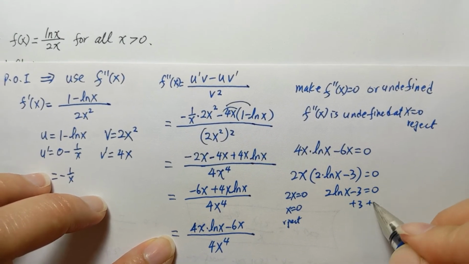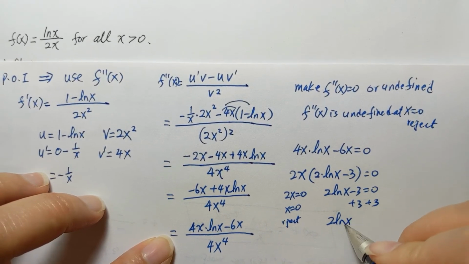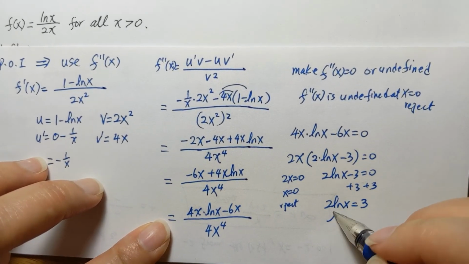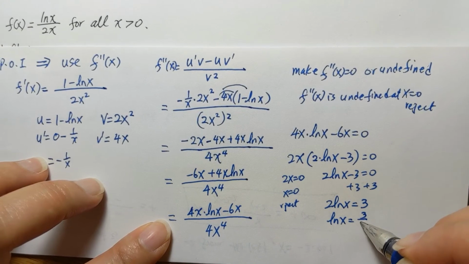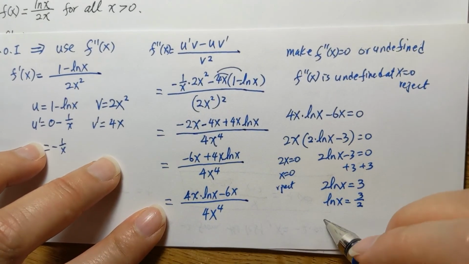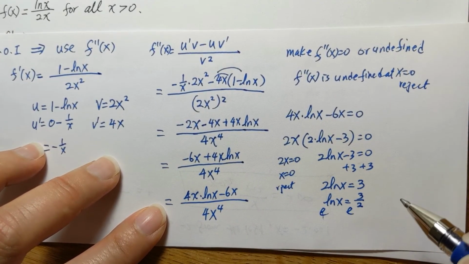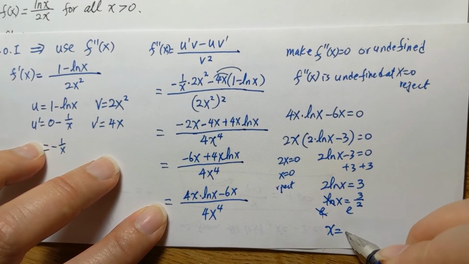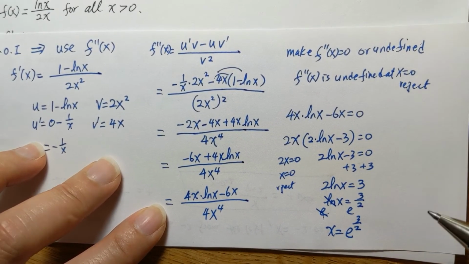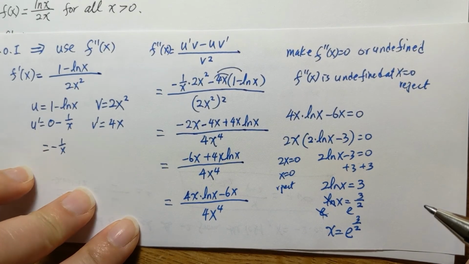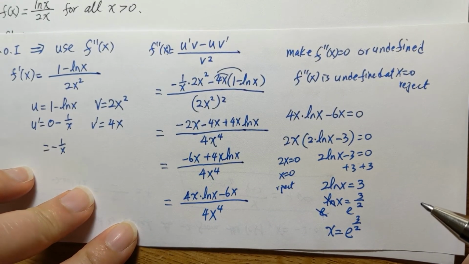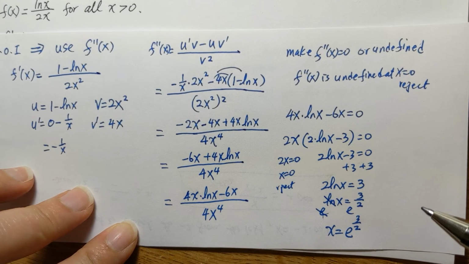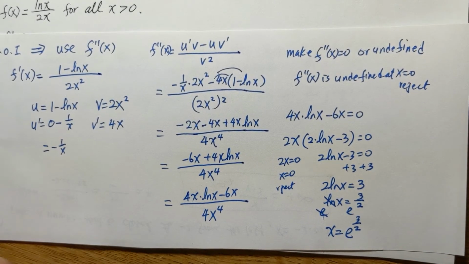So plus 3 both sides. So 2 ln x equal 3. ln x equal to 3 over 2. And then you do e to both sides. So the e and the ln cancel. x equal to e to the 3 over 2. So we found the critical value for the point of inflection.